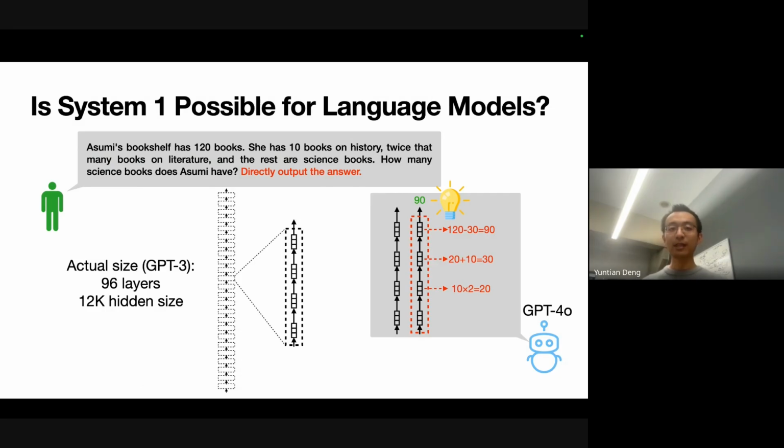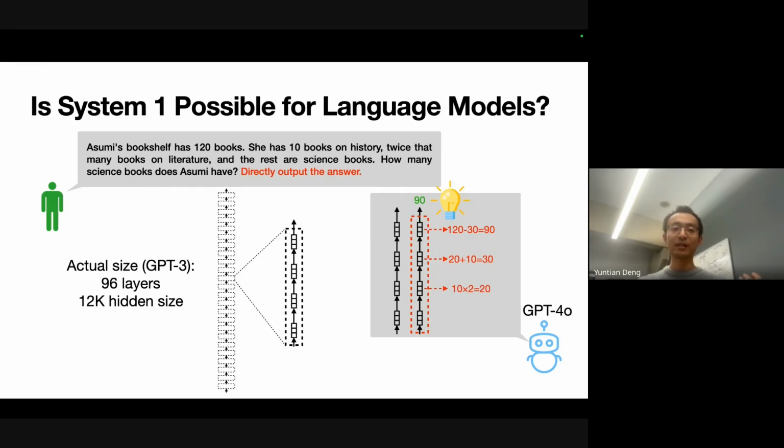So you can imagine, at least for some simple reasoning problems, such as grade school math problems, which probably require mostly 3 to 4 steps of reasoning, why can't it just use these 96 layers to figure out the answer directly without having to explicitly produce the intermediate reasoning steps? This is the intuition of why we believe it should have been possible for language models to perform system one reasoning. But then one might ask, why can't these models do that yet? What's the reason for their failures on such tasks?